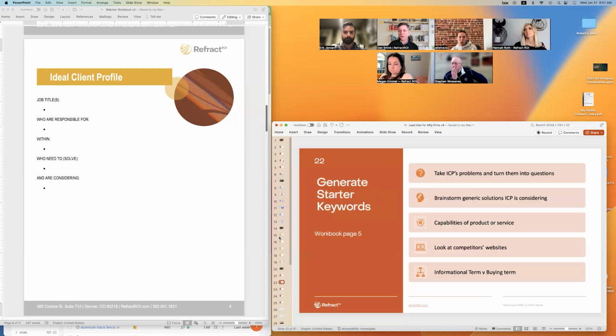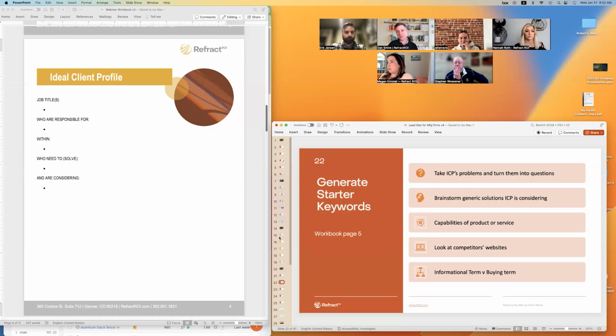So how do we do that? We take a look at the ICP's problems and we start to turn them into questions. We then brainstorm what are the generic solutions that the ICP is considering. So if the problem that they're trying to solve is reducing the cost of raw materials, and the solution that we provide is a specific kind of raw material, those would be two different types of keywords that we would want to come up with for our list.